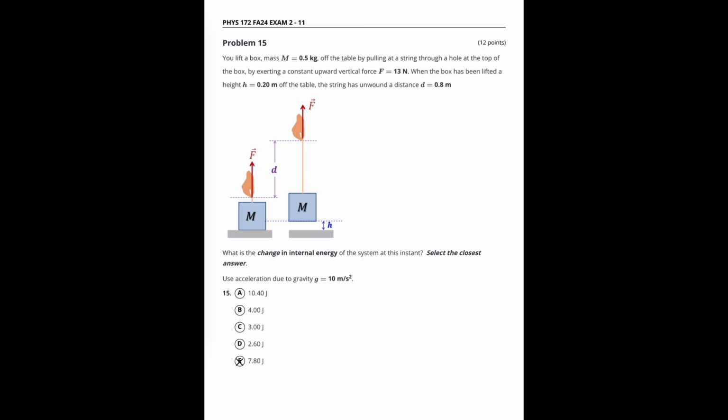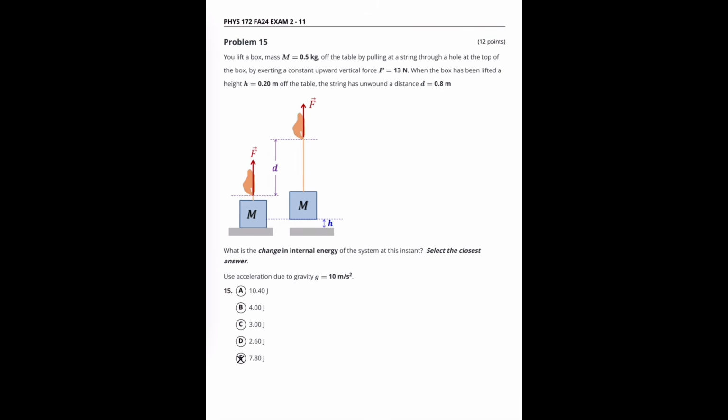Problem 15 states, you lift a box of mass 0.5 kg off the table by pulling at a string through a hole at the top of the box by exerting a constant upward vertical force of 13 newtons. When the box has been lifted a height of 0.20 meters off the table, the string has unwound a distance of 0.8 meters. What is the change in internal energy of the system at this instant? Select the closest answer. Use acceleration due to gravity as 10 meters per second squared.